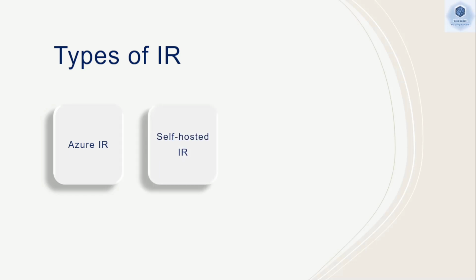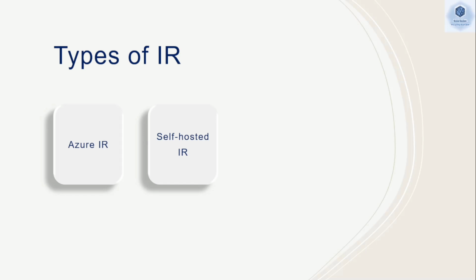And second comes the self-hosted integration runtime. So if you are going to connect with your on-premise servers or any FTP file servers, so anything within your private network can be connected with the self-hosted integration runtime. The self-hosted integration runtime by default will not be available in ADF. So we need to install the self-hosted integration runtime, and we need to configure all the settings for our needs.